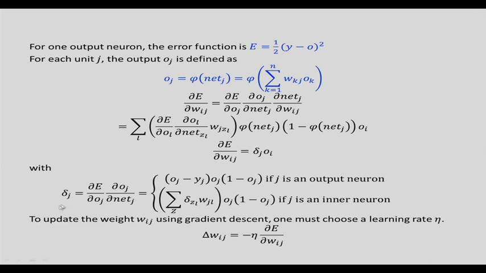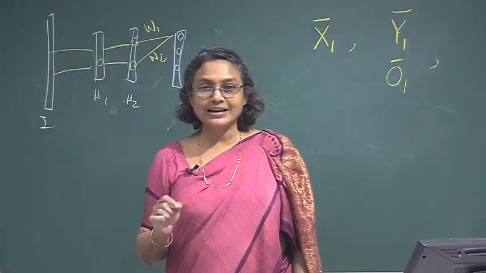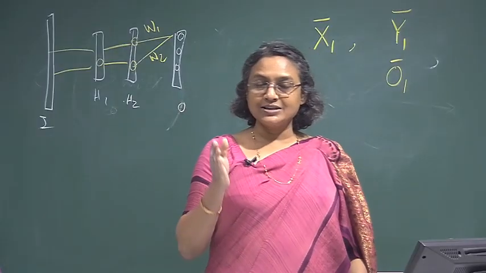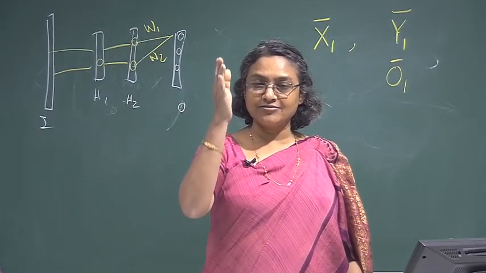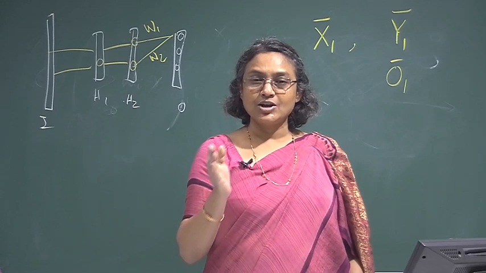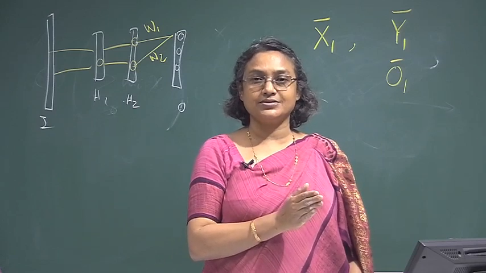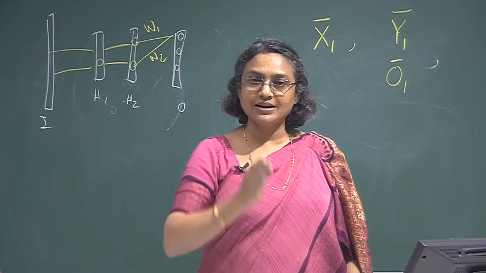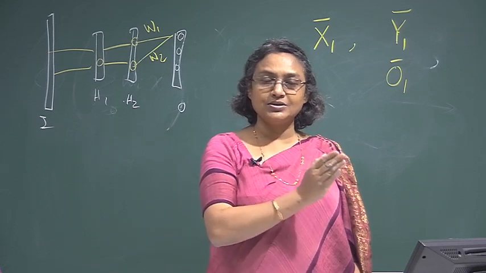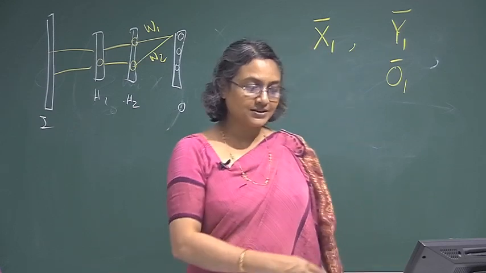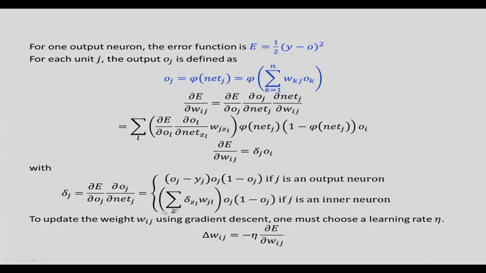So delta j can be computed directly at the output layer, and once you have computed delta for each of the output units, you can compute delta of the previous layer. After you have computed all the deltas of the previous layer, you can compute the delta of the layer before that. That is called backpropagation: the recursive computation of delta starting from the last or output layer and going one level backward up to the beginning.